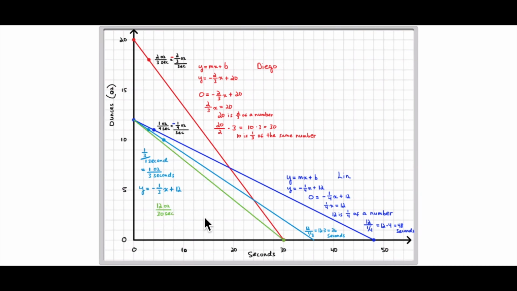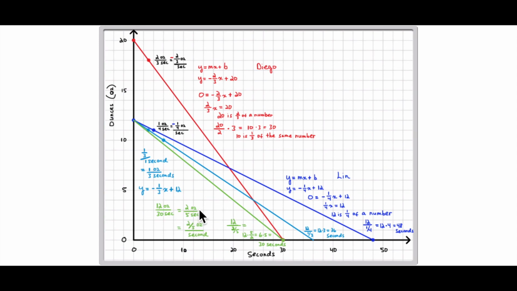And finally, I added this last rate. So I wanted to know, well, how fast does Lynn have to drink her drink to finish either before Diego or at the same time? Well, that's 12 ounces in 30 seconds. So you simplify this 12 ounces per 30 seconds. That simplifies to 2 ounces in 5 seconds, which is the same as 2/5 of an ounce per second. So this is useful to be able to go back and forth between 2 ounces for every 5 seconds. That's the same as 2/5 of an ounce per second. This is the same as, by the way, 12/30 ounces per second.